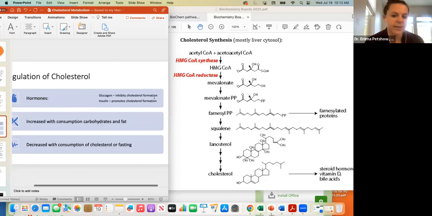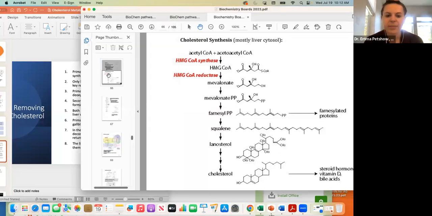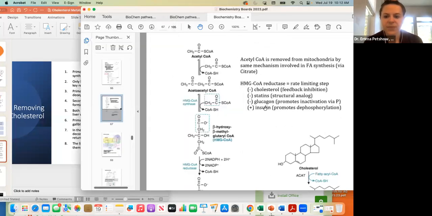Hormones: glucagon inhibits cholesterol formation. Insulin will promote it. It's going to be increased. The conversion to cholesterol will be increased with consumption of carbs and fats because you have more backbones. It'll be decreased with the consumption of cholesterol because you already will have cholesterol present, or if you are in a fasting state, because this is obviously a lot of steps and it's a high energy process. Okay. So this is occurring again, mostly in the liver cytosol.